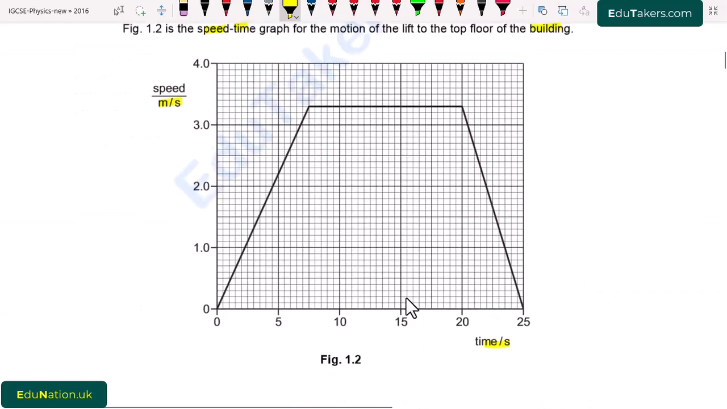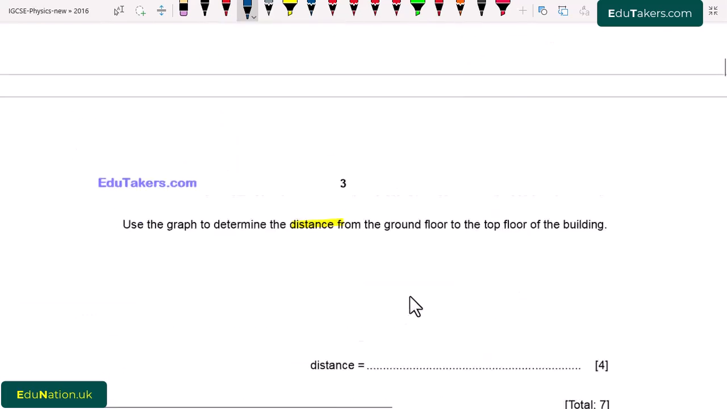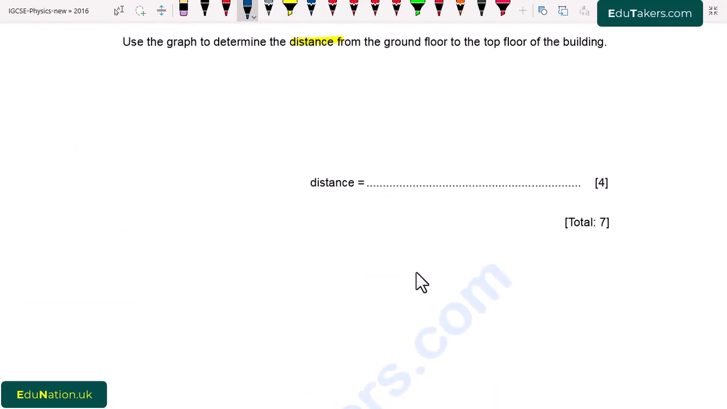Going back to the figure, we can see here it's a speed time graph, and the area under the speed time graph is basically equal to the distance traveled by the elevator. I write here: distance is equal to area under graph.